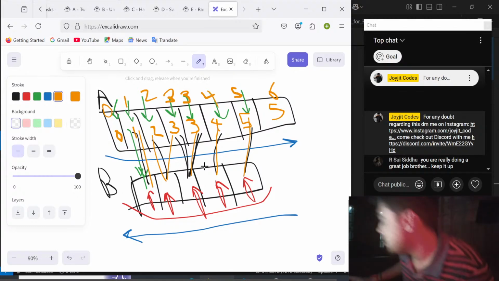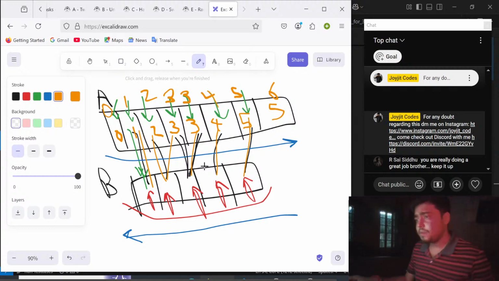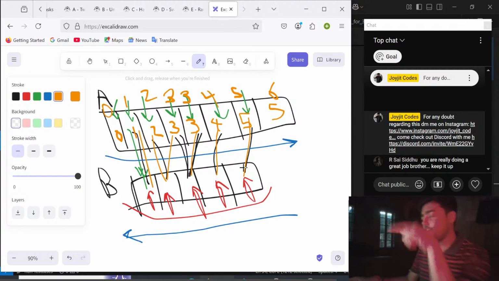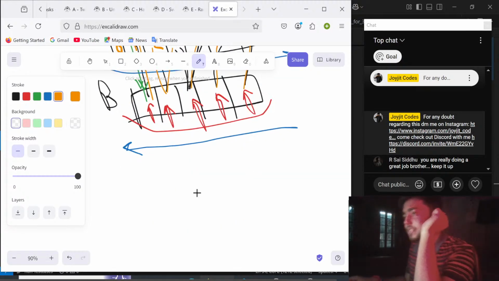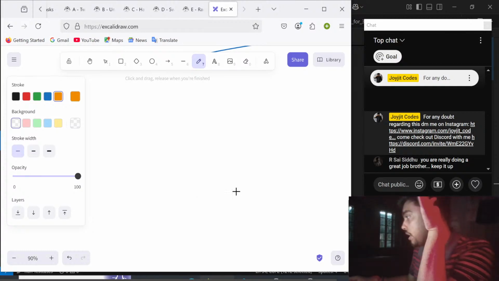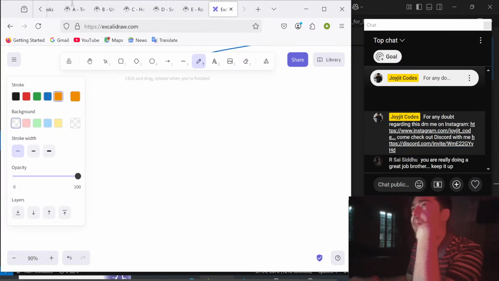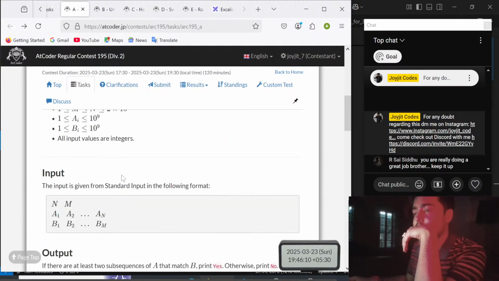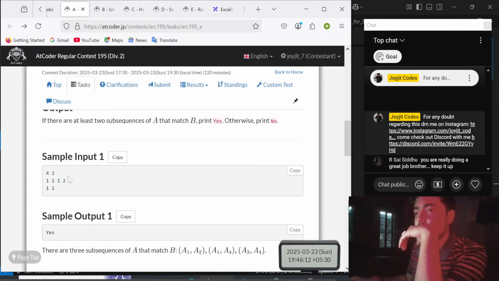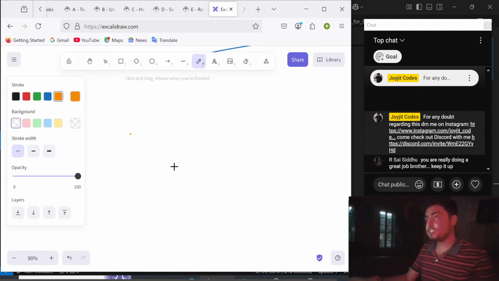Okay, so where was I? Yeah. So from left to right and right to left, right? Now let's take some other example which will make it more clear for you. Okay. Let's say if you're having this exact thing, 4 2 1 2 1 2 1 2 1 1 2. Okay. Now this is where the thing gets interesting.